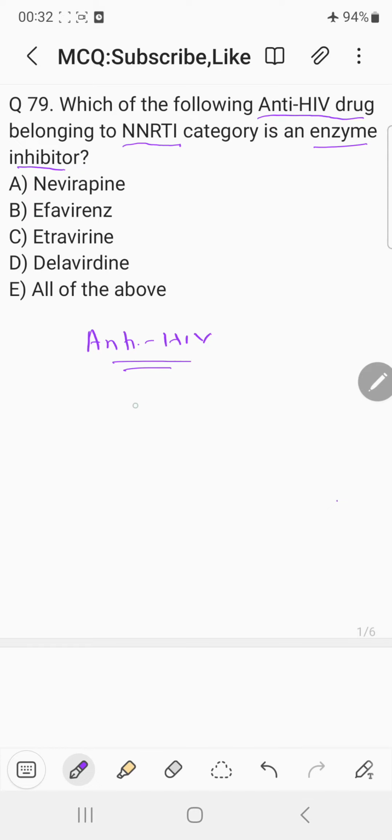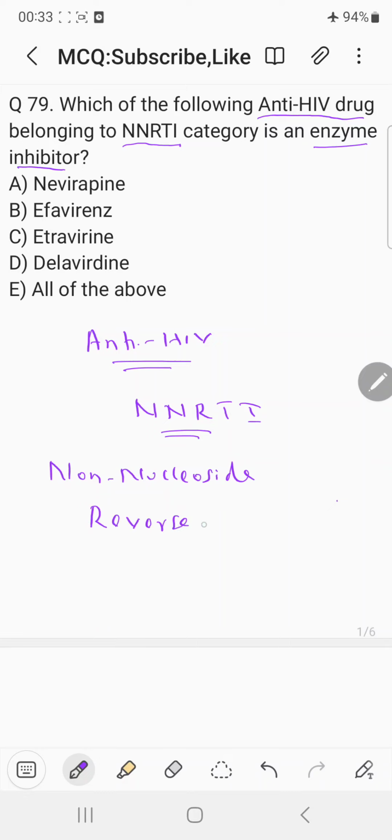Now, one of the anti-HIV drug categories which I have explained there is the NNRTI category. Now, what is the NNRTI category? They are basically a category of anti-HIV drugs called non-nucleoside reverse transcriptase inhibitors. This is one of the important anti-HIV drug classes.